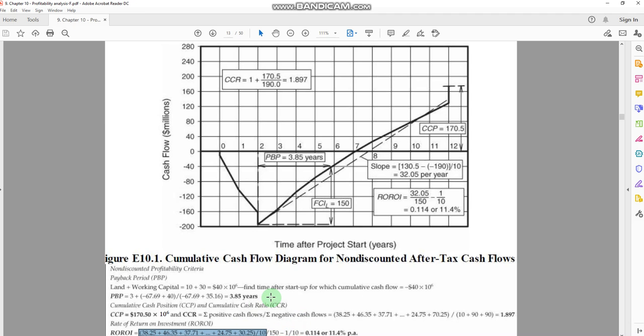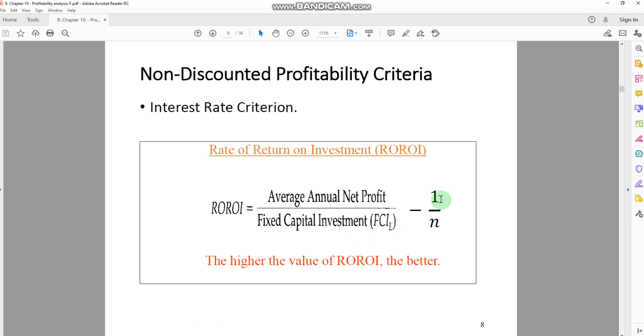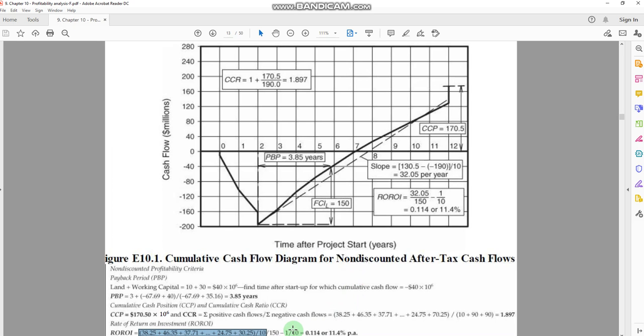Okay, and then on the right hand side of this equation you would see minus 1 by n. So 1 by n, where n represents the number of years of operation. Okay, so that is 10 years. Minus 1 by 10, so that will give you 11.4% rate of return on investment per annum. Okay, so this is an equation that you can use, or you can use this equation, using the same procedure. So 32.05 is a factor that you calculate after taking the average. Okay, and then you can divide it by the $150 million minus 1 by 10. You can use this equation or this way, whichever is easier for you.